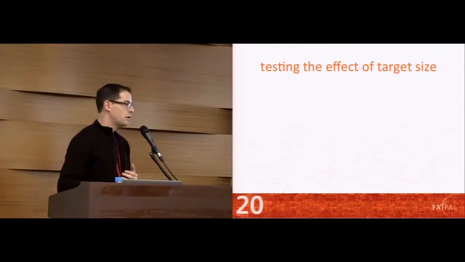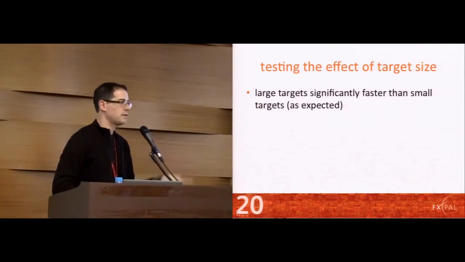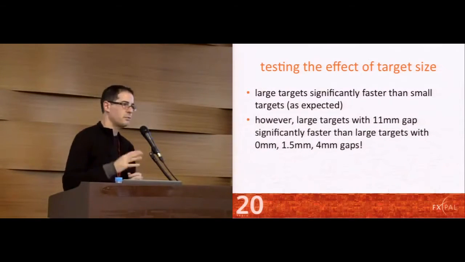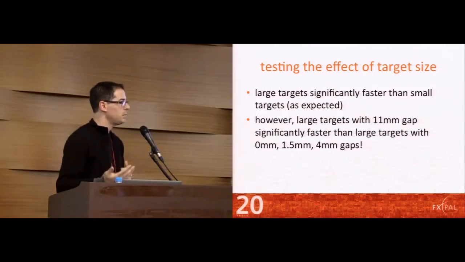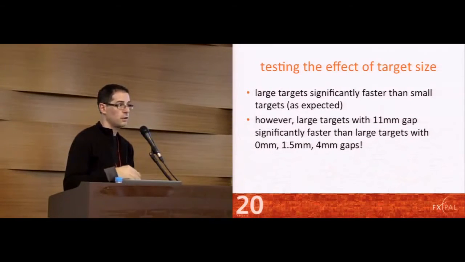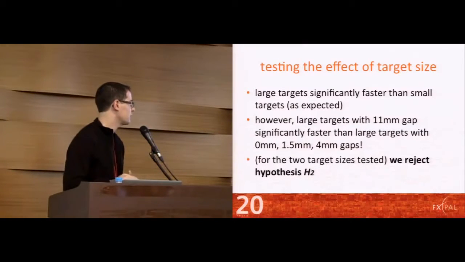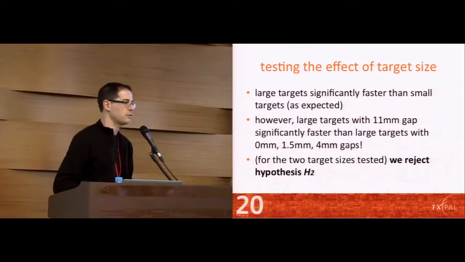So when testing the effect of target size, we see that large targets, first of all, are significantly faster than small targets, and that's something that we'd expect based on Fitts' law. But, and that's very interesting, large targets with 11 millimeter gaps were significantly faster than large targets with the smaller gaps. And that means that even when the target is larger than a normal finger, being close to the edge still has an effect. So that actually forces us to reject hypothesis 2 that said that for large targets it would not have an impact. Although I have to say this is only for those 2 sizes. If the target was the size of half the screen, then we would probably see that effect go away.